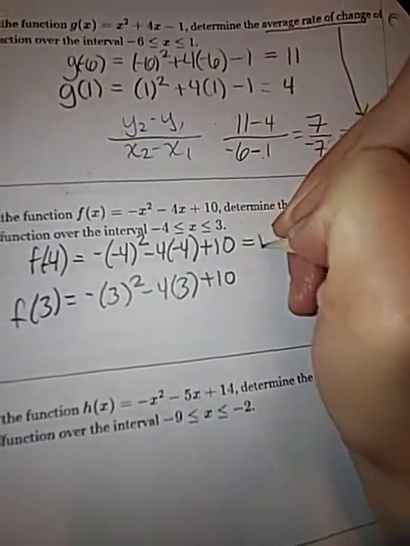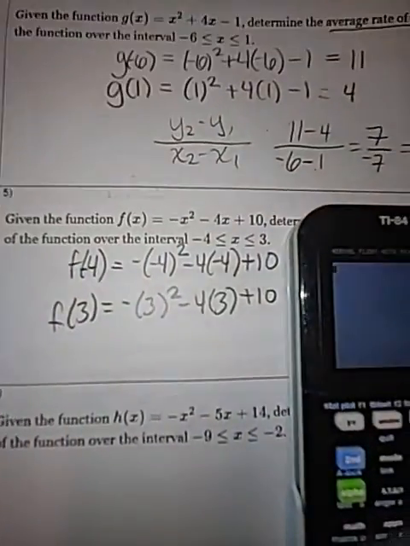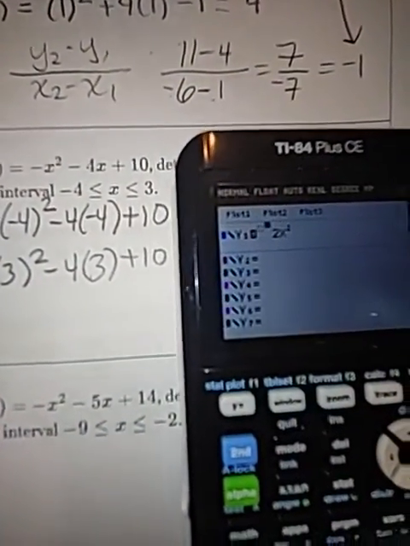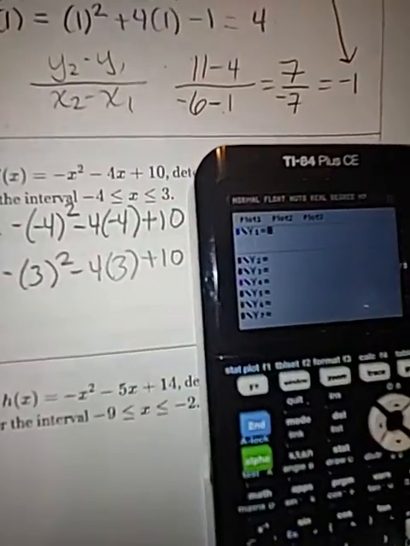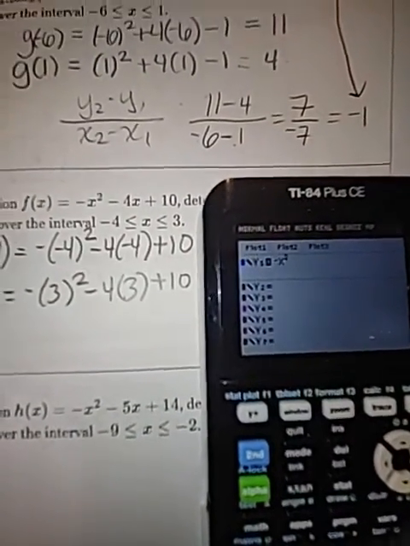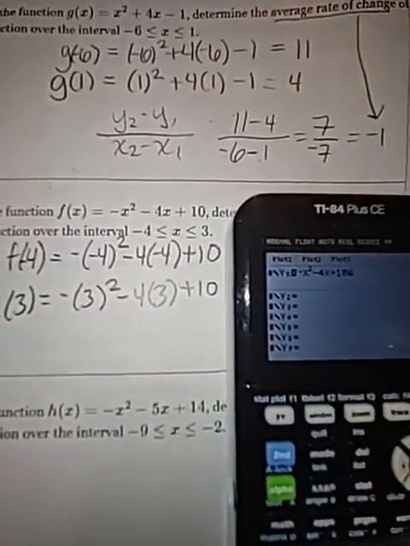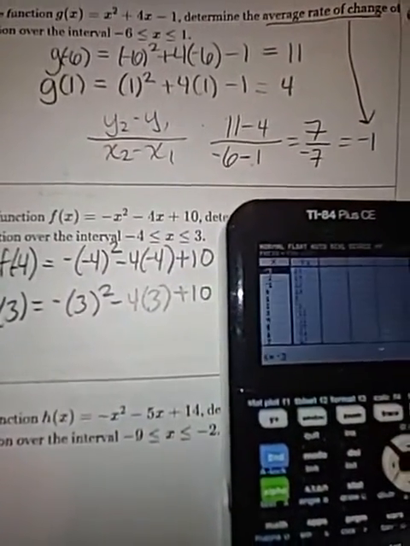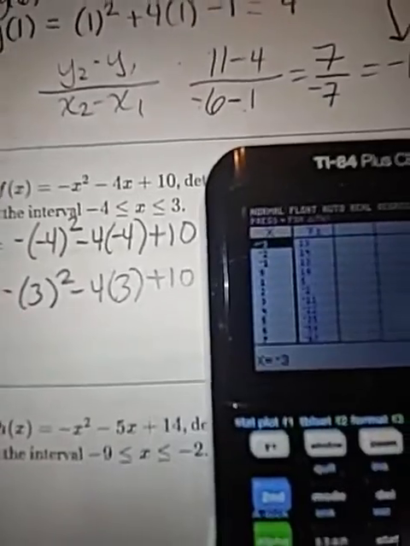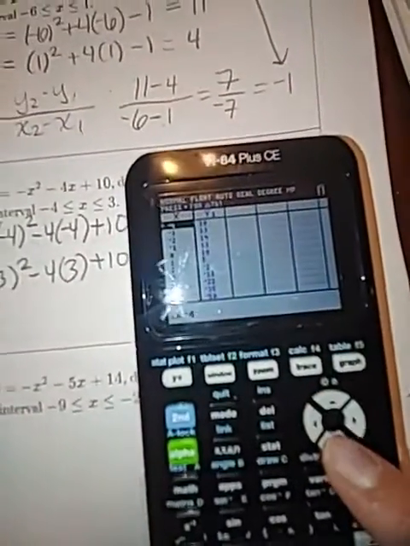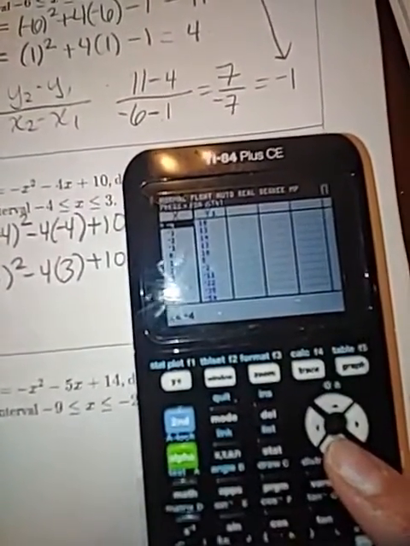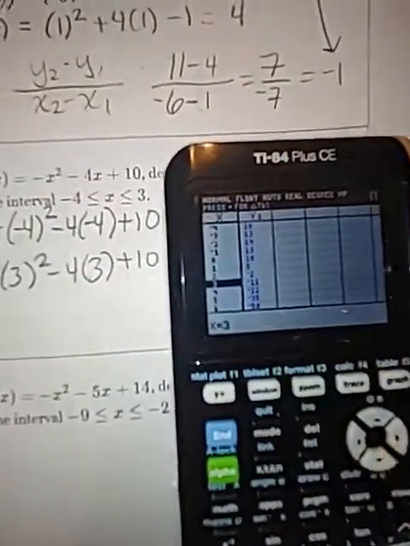Or you can go to y equals. You can type in negative x squared minus 4x plus 10. And you can look at the table of values. So if you look at negative 4, that goes with 10. And if you look at 3, that goes with negative 11.